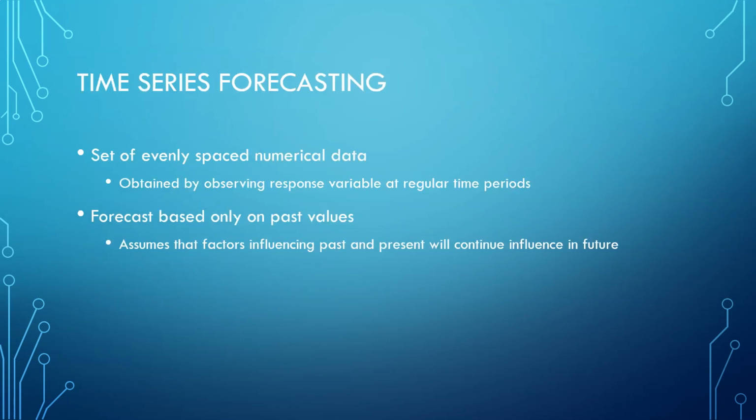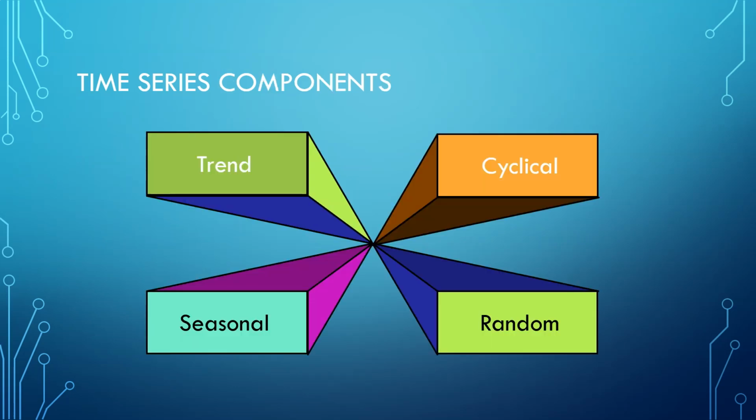Time series models predict on the assumption that the future is a function of the past and present and will continue influencing the future. It's a set of evenly spaced numerical data obtained by observing a response variable at regular time periods. A time series has four components. We have trend, seasonality, cycles, and random.